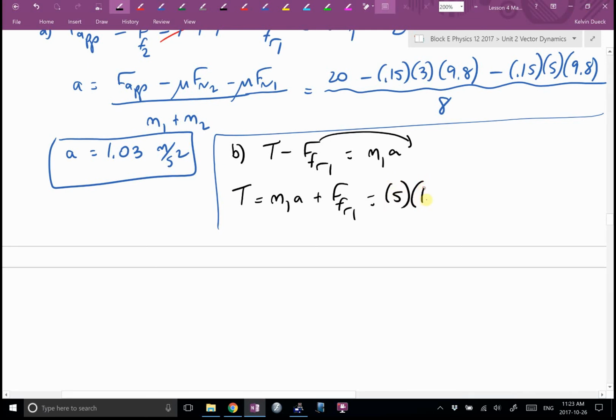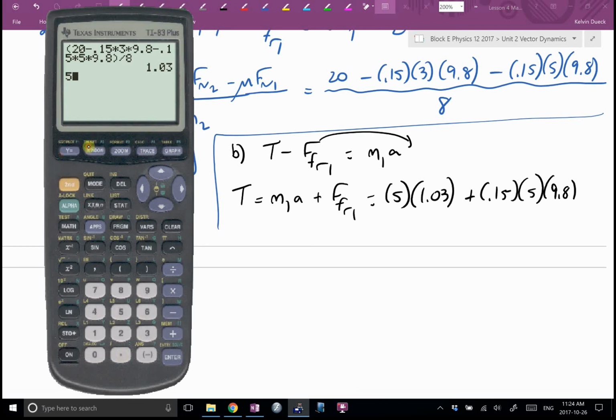A is 1.03 plus, you know what? I think I have friction force number 1 written right there, don't I? 0.15 times 5 times 9.8. Here it's a plus sign instead of a minus sign, but it's going to be the same magnitude, same numbers. 5 times answer plus 0.15 times 5 times 9.8. And I get a tension of 12. Oh, nice. 12.5 even.